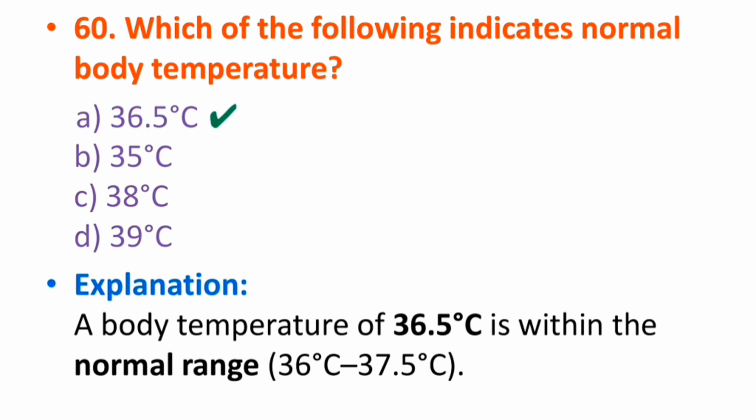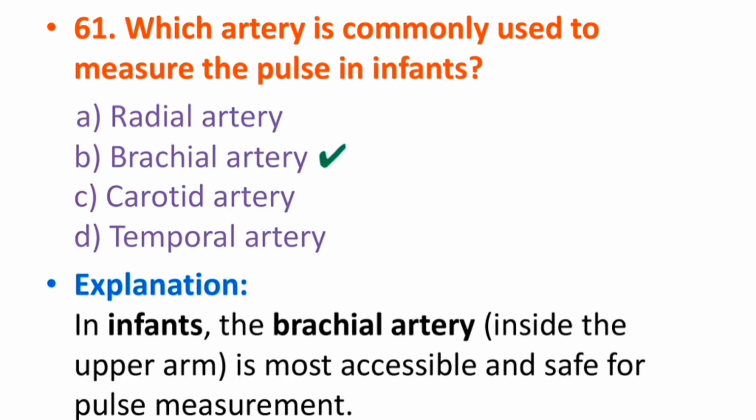Which of the following indicates normal body temperature? Option A, 36.5 degrees Celsius, option B, 35 degrees Celsius, option C, 38 degrees Celsius, option D, 39 degrees Celsius. The correct answer is option A, 36.5 degrees Celsius. A body temperature of 36.5 degrees Celsius is within the normal range, that is 36 to 37.5 degrees Celsius.